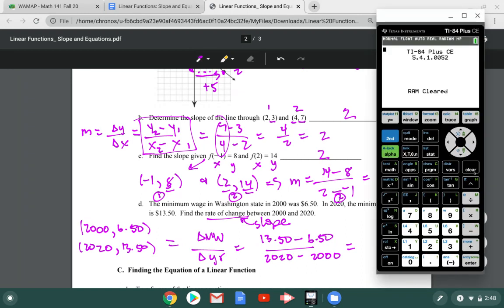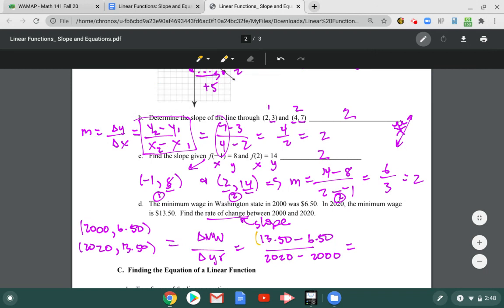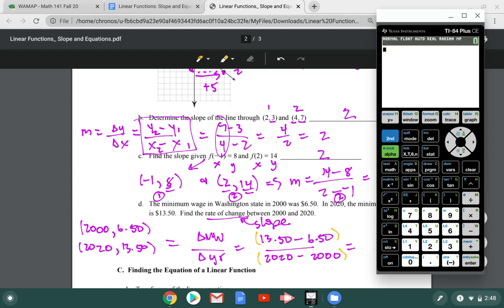In my calculator, I really need to put parentheses around my numerator if I'm going to do this all in one step, and in my denominator. So let me bring the calculator back up. I'm going to take parentheses and then 1350 minus 650, parenthesis right above that 9 there, divided by parenthesis for the denominator, 2020 minus 2000. Does that look good? Yes.